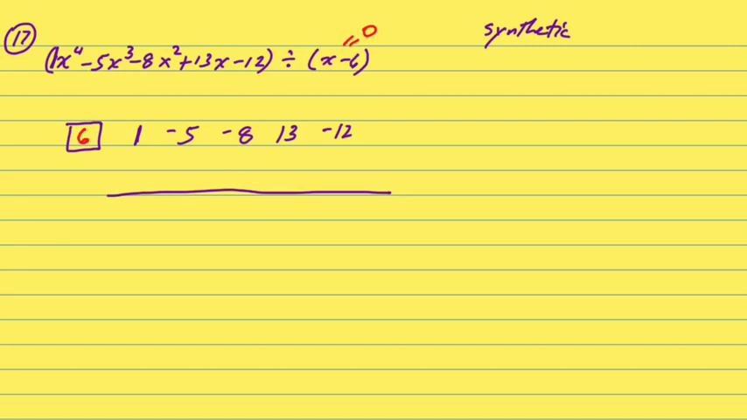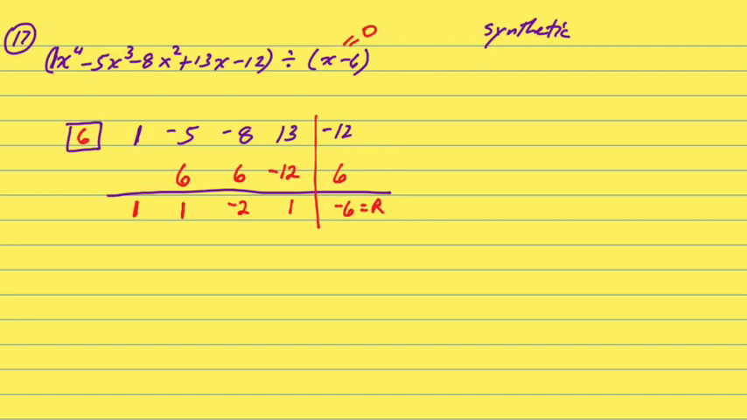Okay, to do synthetic division, you bring your first number down, so the 1 comes down. Multiply. 6 times 1 is 6. You put it here and add. If I add these, I get a 1. 6 times 1 is 6. It goes here. Add. Negative 2. Now I have 6 times negative 2, which is negative 12. Add. That gives you a 1. 6 times 1 is 6. And that gives me my last number, which is known as my remainder.